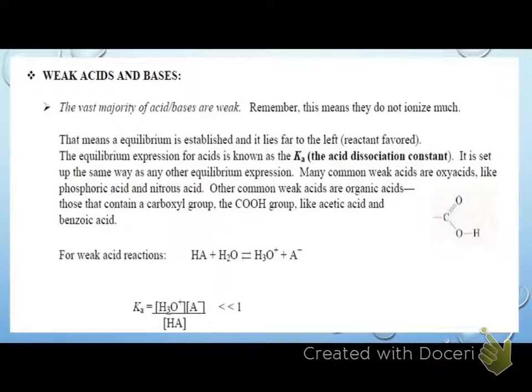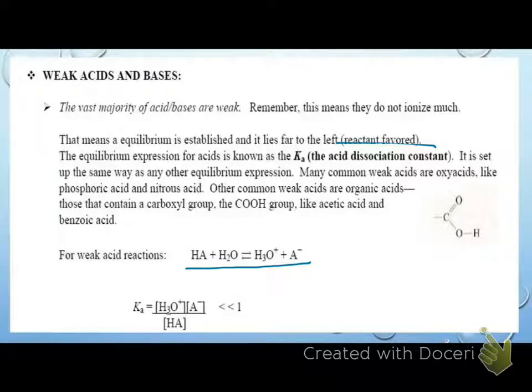Okay, that's the nutshell. So weak acids: the majority of acids and bases are weak. It means they don't ionize very much. This means equilibrium is established, and it lies far to the left because the reactants are going to be favored if there's not much dissociation. That makes sense, right? So here we have this weak acid in water, and what's going to be favored? So your K value is going to be less than 1.